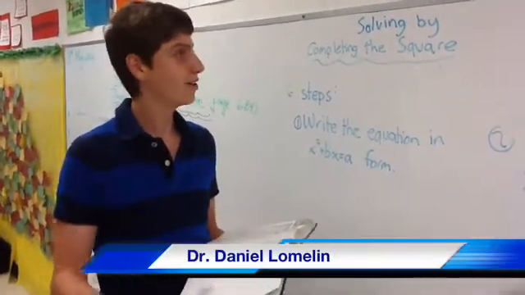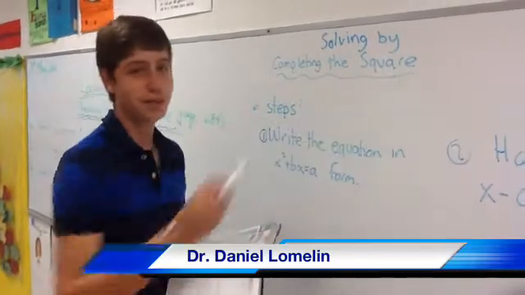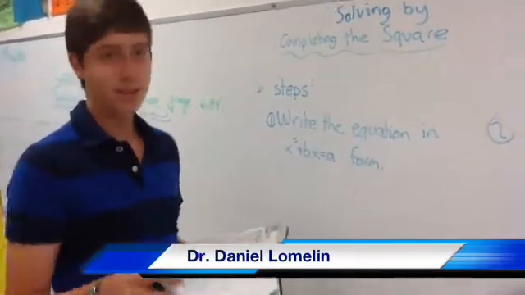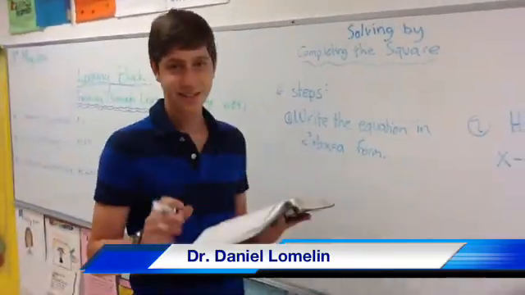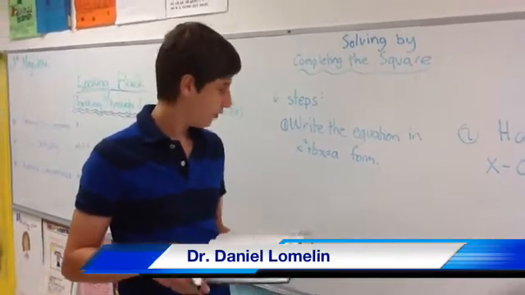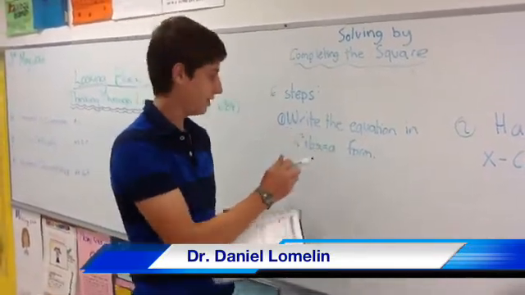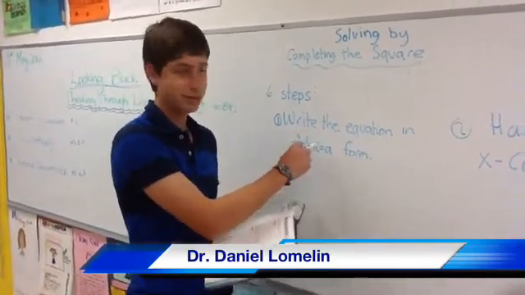Today, we're going to learn to solve by completing the square. This is a process in which you need 6 steps. It's really easy if you get each step. First step is write the equation in x squared plus bx equals a form.